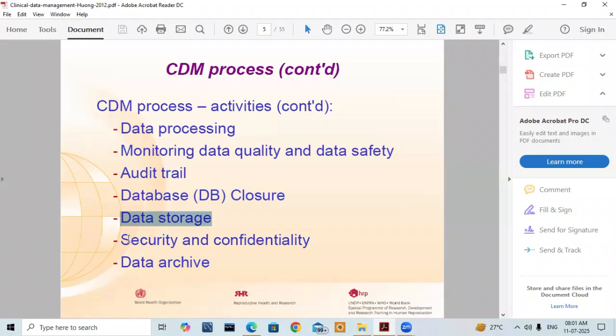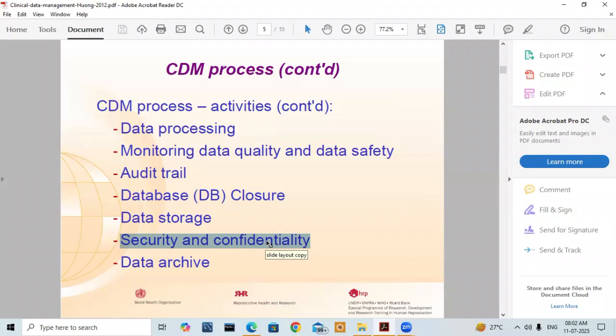Then the security of the data is very important. For security and confidentiality of the data, what are we doing? We are keeping some password and some protection. Protection of the data is very important, because nowadays hacking is common. Have you heard the term hacking? What will hackers do? Hackers will steal the information. That's why the data has to be secured and protected.